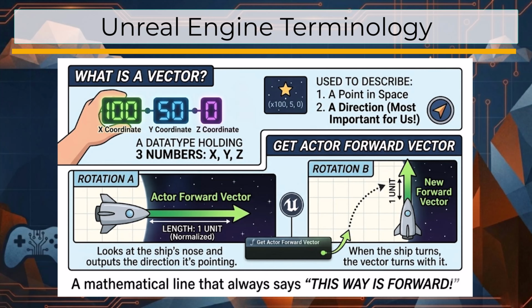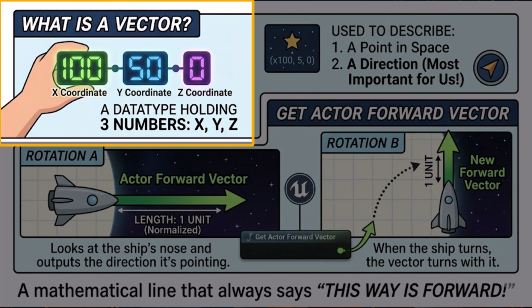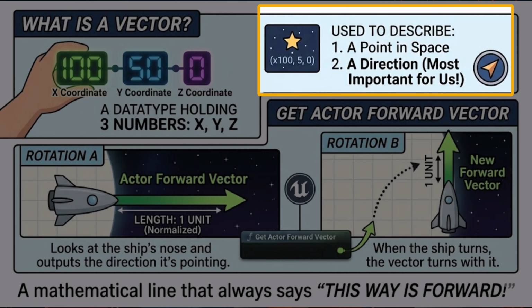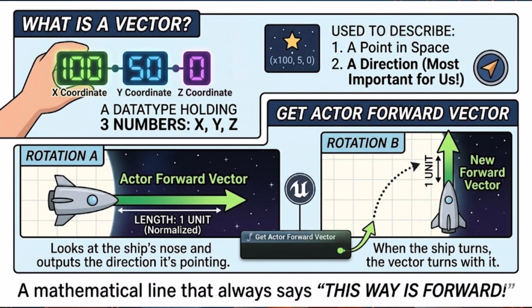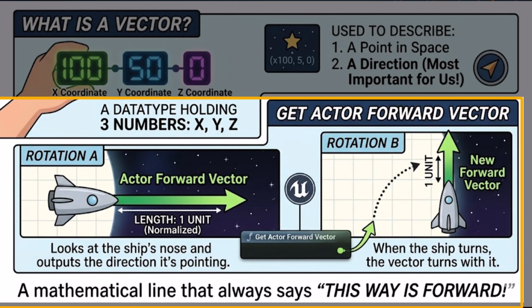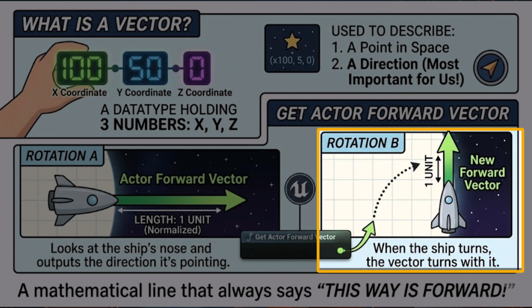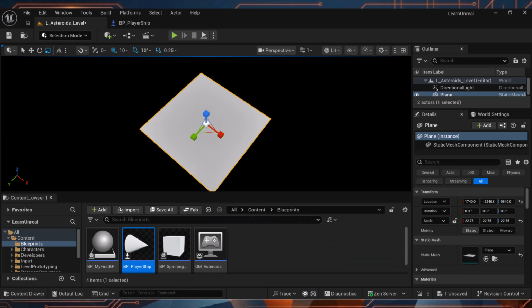Now, to make our ship move, we need to understand a tiny bit about game math. A vector in game development is a data type that holds three numbers representing an x, y, and z coordinate. Vectors are used to describe a point in space, or more importantly, for us, a direction. Now, the GetActorForwardVector, this is a built-in Unreal node that looks at your ship's current rotation and calculates exactly which way its nose is pointing. Its output is a normalized direction vector, which means it represents a line exactly 1 unit long, pointing straight out of the front of our ship. All right, so now that we got some definitions out of the way, let's get back to Unreal and set up the thrust input action.